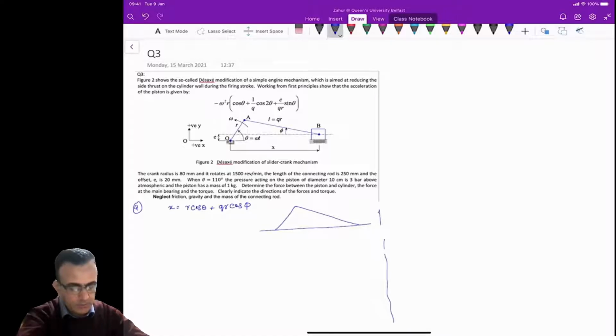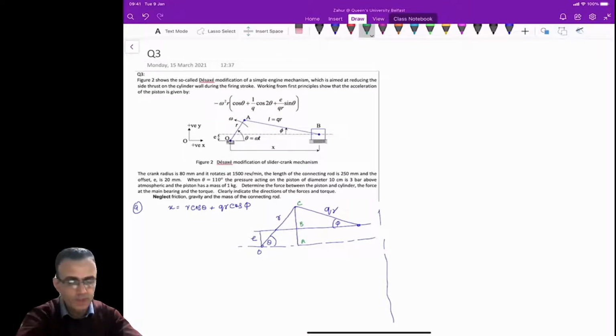if you look at this diagram here, the O point is here, and this distance is given, which is E, and this angle is theta here, and this is our R, and this is QR, and this is the phi angle here. And now we can draw this thing here, and we can call this A, B, and C.